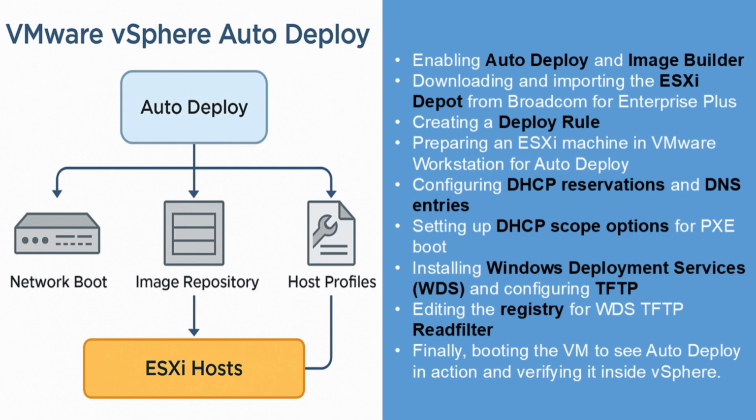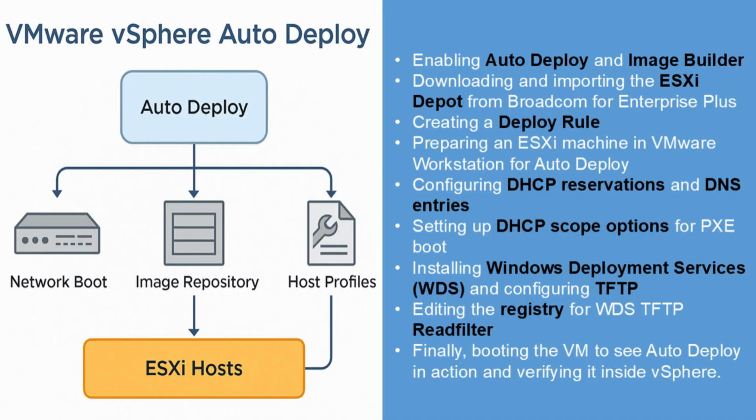Auto Deploy is a VMware feature that allows you to provision ESXi hosts over the network, without manually installing the hypervisor on each server. It uses PXE boot and a deployment rule engine to load ESXi images directly into memory, based on host attributes or rules you define. This means you can deploy, update, and manage large numbers of ESXi hosts quickly and consistently. In short, no USBs, no manual installs, just network-based provisioning. That's why Auto Deploy is extremely useful in large-scale enterprise environments.